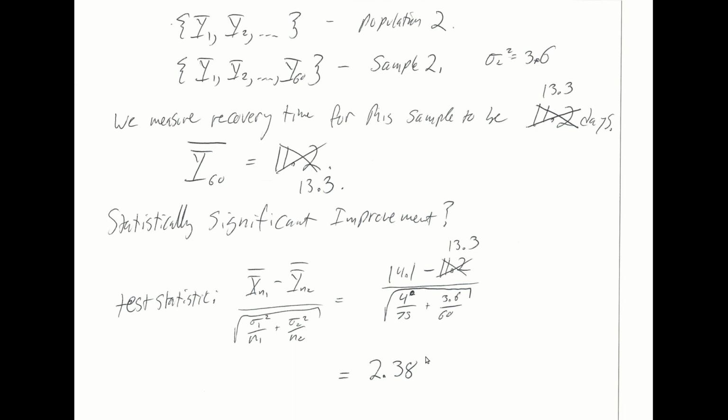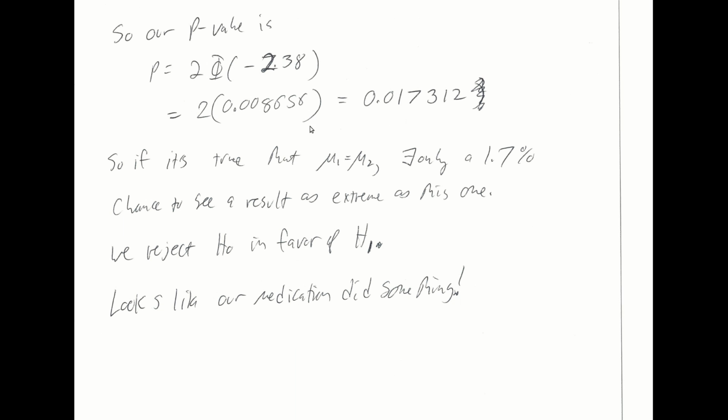We compute this value to be 2.38, and our p-value is going to be twice phi of negative 2.38, which I then grab my chart, I look up phi of negative 2.38, I get to this value, 0.0086 and change, and twice that has given me a 1.7% p-value.